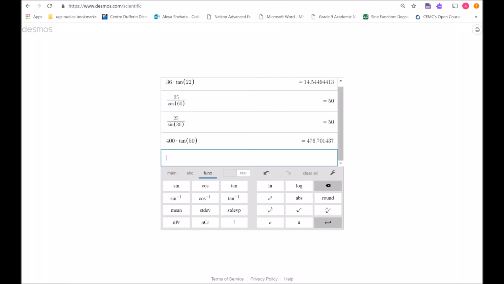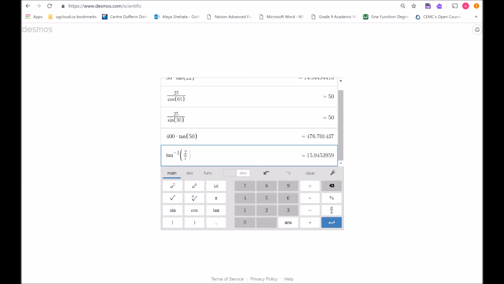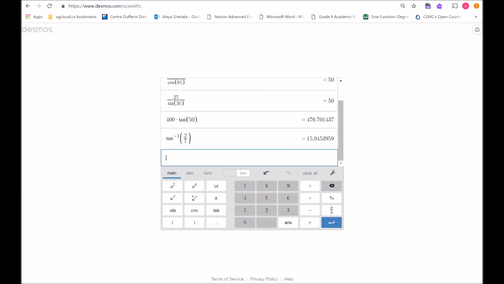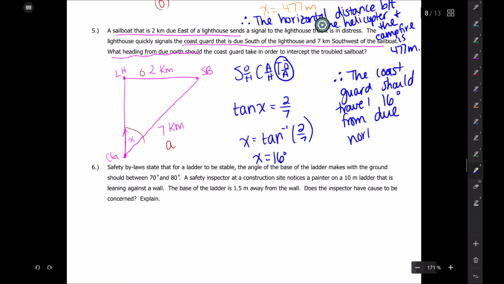So inverse tangent, we'll go to function, inverse tangent of 2 over 7. Okay, we'll close our brackets here and then press enter. And our answer here is going to be 16 degrees. So here, x is equal to 16 degrees. So therefore, the Coast Guard should travel 16 degrees from due north. All right, guys, one last one and then we're done.